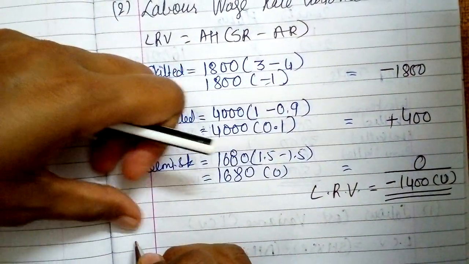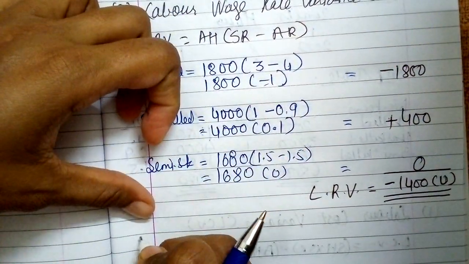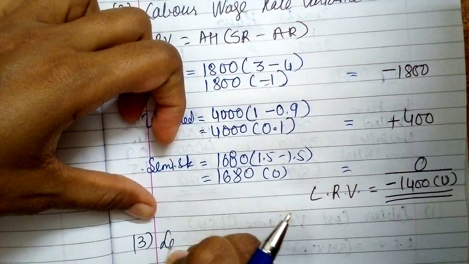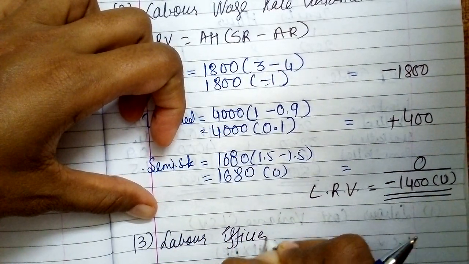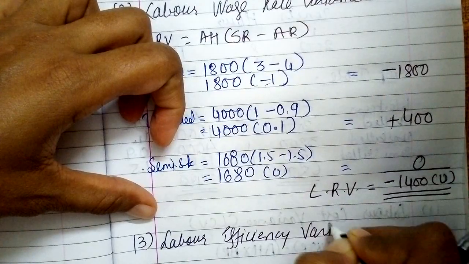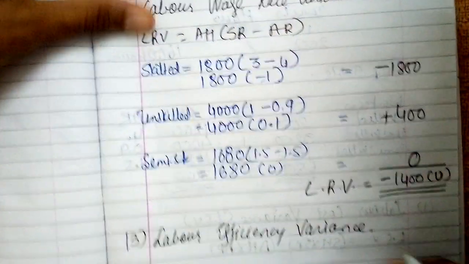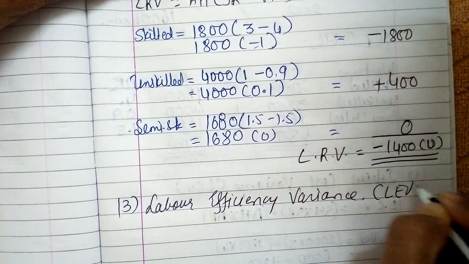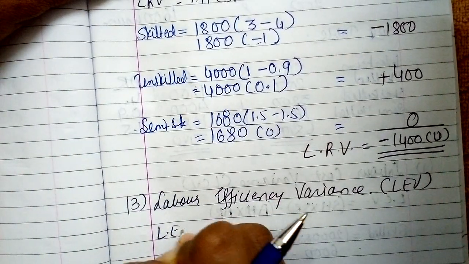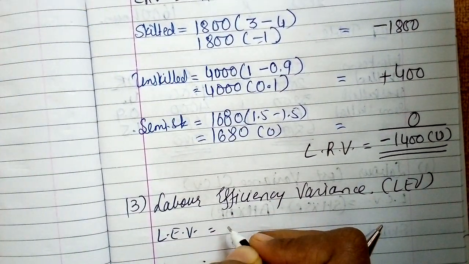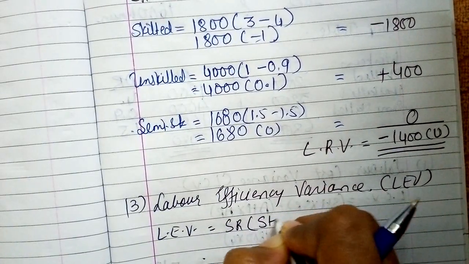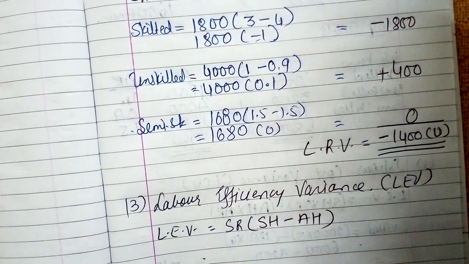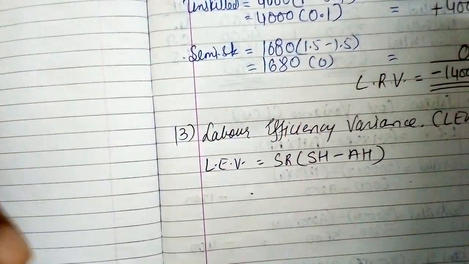Next, third one, labor efficiency variance, right? That is LEV. So the formula of LEV will be standard rate into bracket standard hours minus actual hours, right?